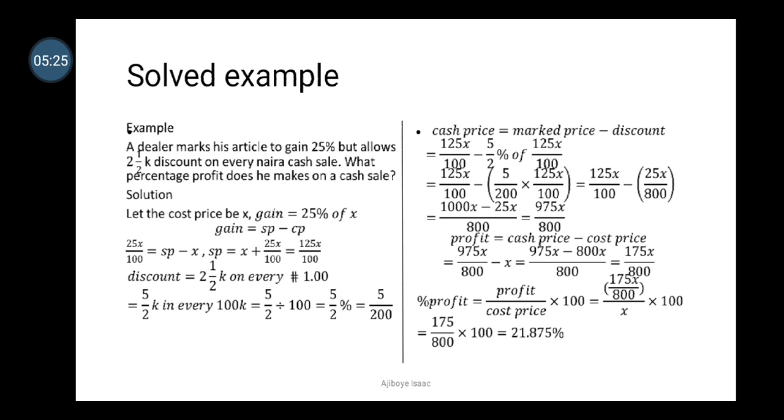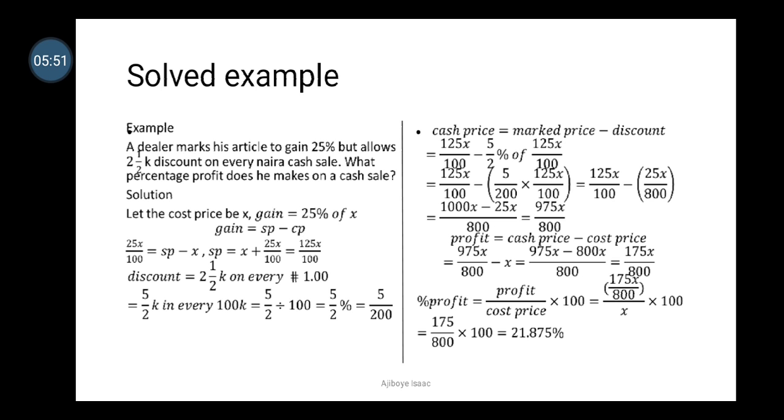Okay, then it will have a cost price, of course. Then that marked price becomes the selling price. However, the dealer wants to make profits of 25%. Even though he wants to make profit of 25%, he still gives a discount of 2.5 kobo per naira. So all this interpretation does.